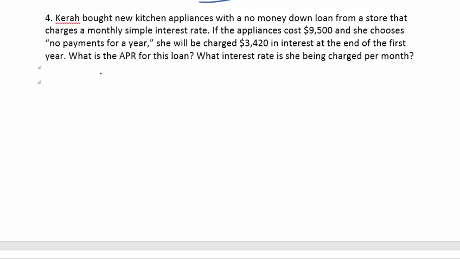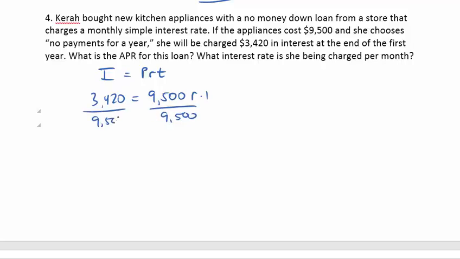All right, so let's see. So we know the interest she's going to get charged. So here's our formula, I equals PRT. The interest here is 3,420. The principal is 9,500. The interest rate is unknown, but the time here is 1 year, at the end of the first year. So notice I can just go times 1 there. So basically I have 9,500R equals 3,420. So I'm just going to divide both sides by 9,500. And I'll solve for R.